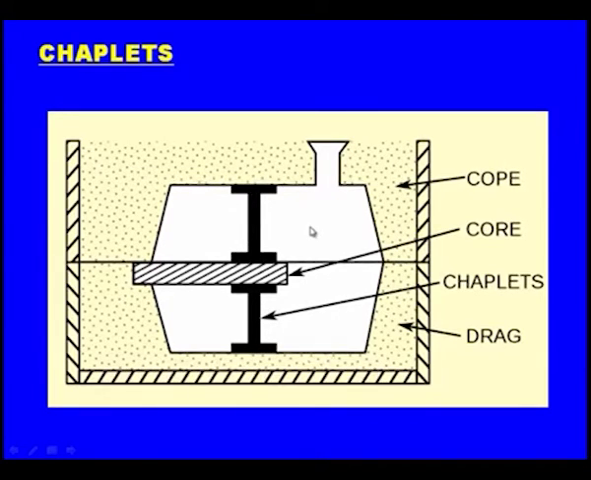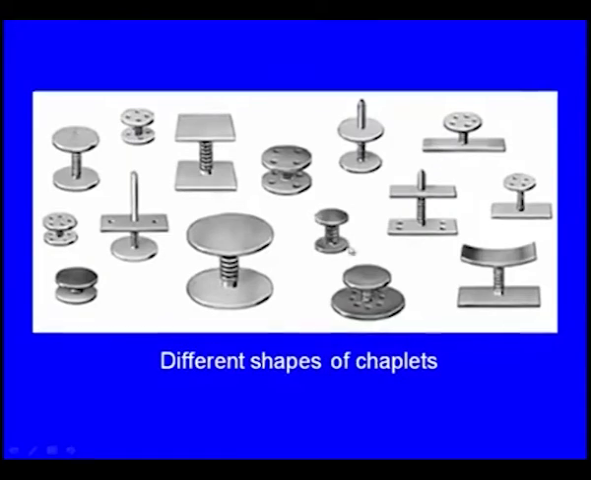The molten metal, as it is coming inside, flows around the chaplet. Chaplet partly fuses and it becomes part of the casting. And these are the different shapes of the chaplets. You can see they are available in different sizes and in different shapes to cater to the needs of different circumstances.